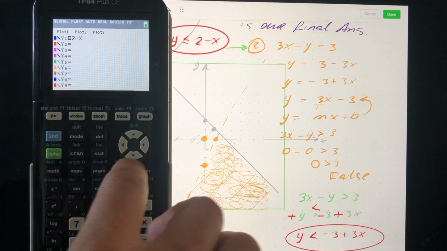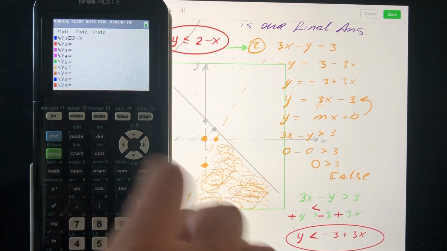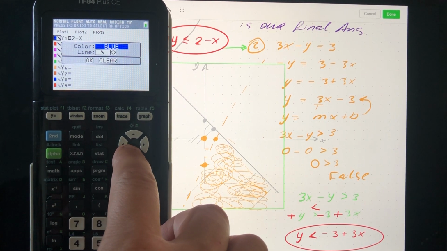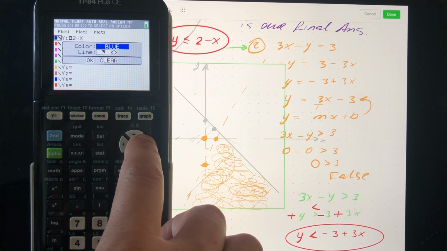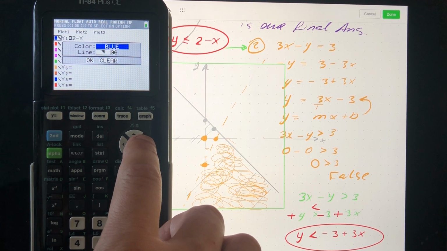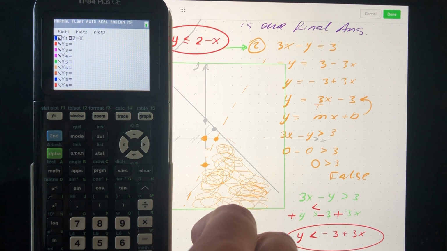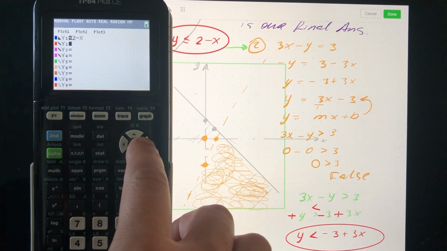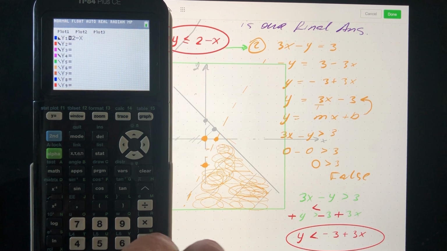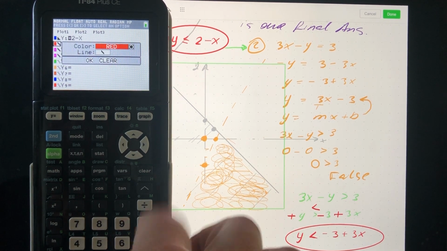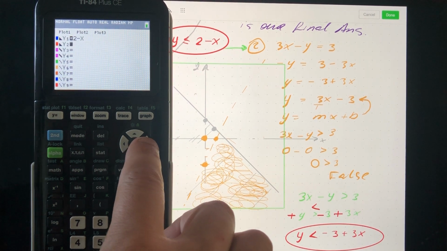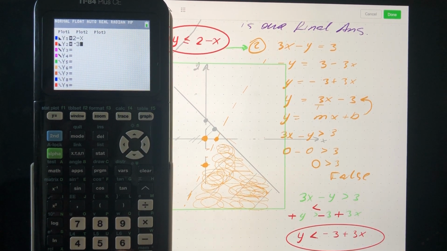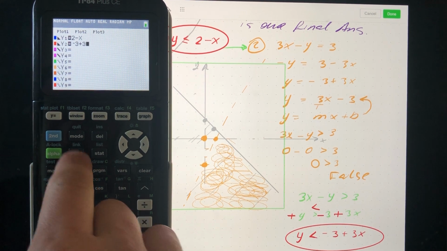Now to make it into inequality, I have to move the cursor to the left and adjust the straight line here to the less than or equal sign. Less than sign is the triangle. That's a triangle going up, that's a greater, and that's less than. So that's the first inequality. Now the second inequality is the one down below. It also has the same symbol, so let's adjust that as well. It's a triangle looking down, and the equation is -3 plus 3x.